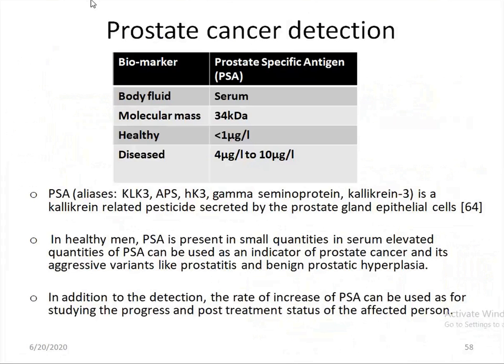Similarly, we have worked on prostate cancer detection. Prostate cancer is again a leading cause of death in males, and it is found that one in every 7 males will be affected by this particular cancer at some point in their life.